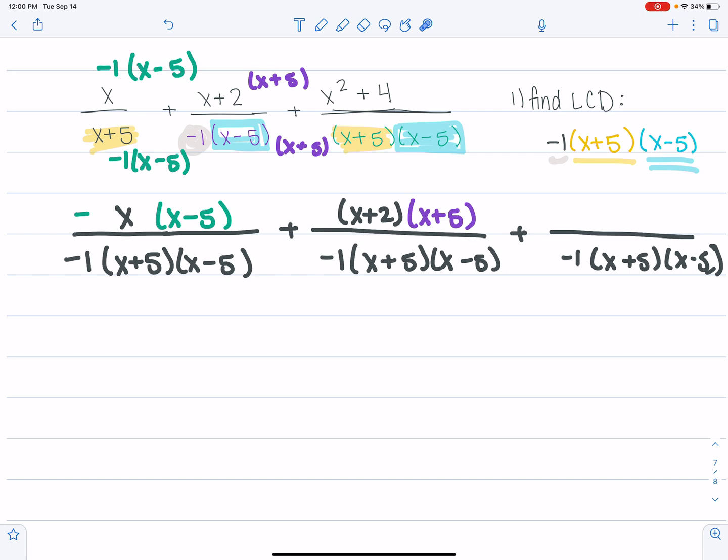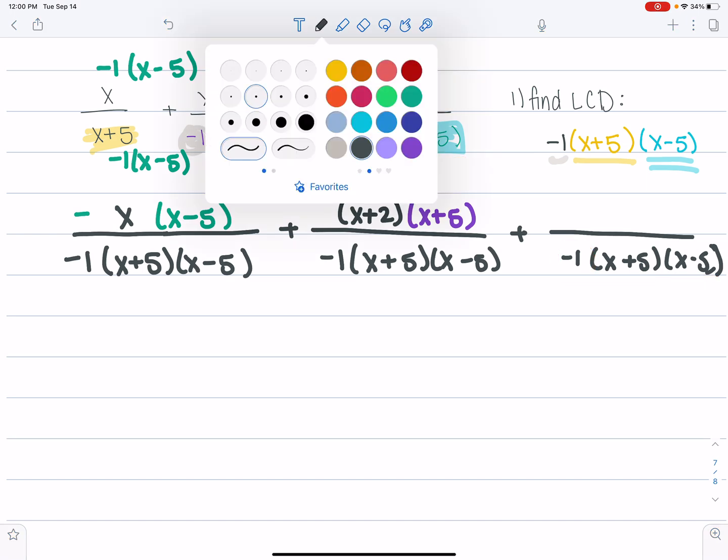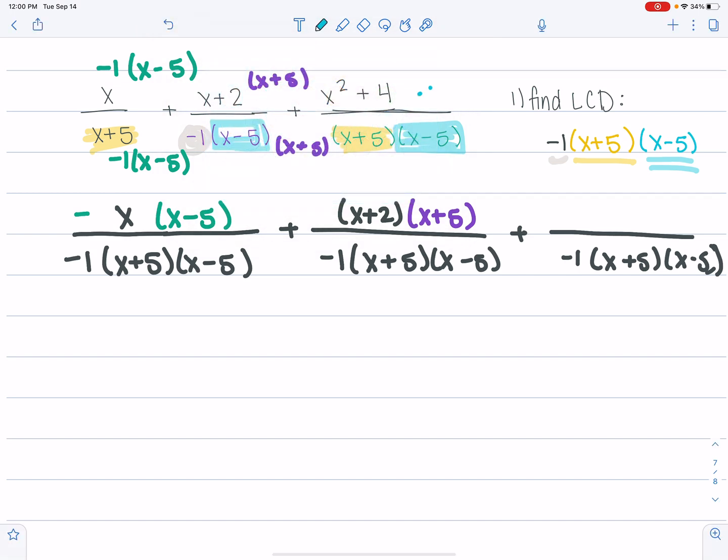With this last one, the numerator was x squared plus 4, but I'm looking at the denominator. I have x plus 5, x minus 5. So what I'm missing from the LCD is just going to be that negative 1. So I'm going to multiply top and bottom by negative 1. And so I'm going to just write that negative 1 out front. X squared plus 4.